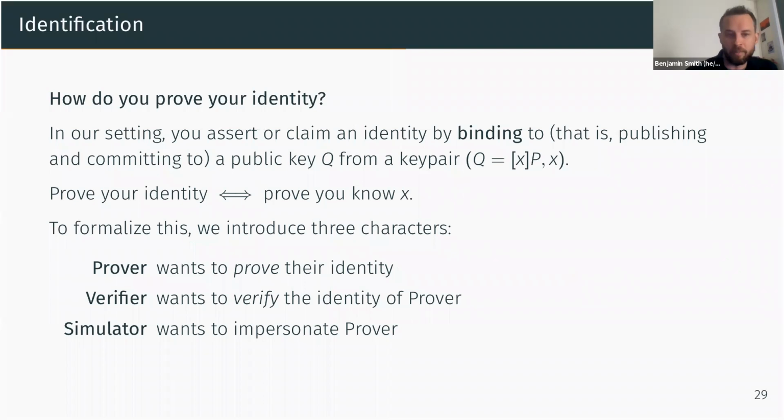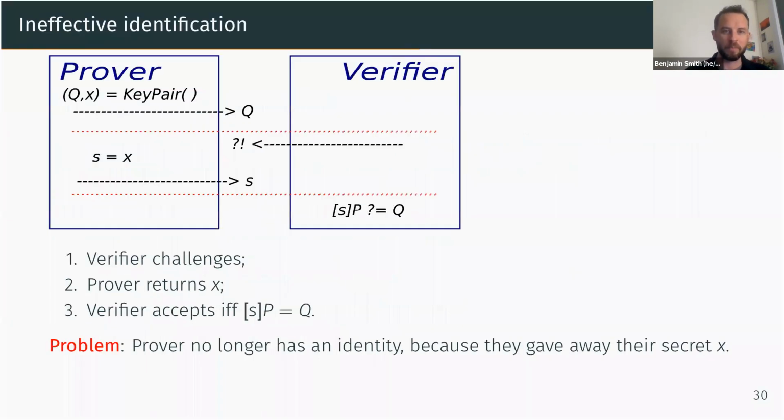So how do you prove your identity? We formalize this using three characters: the prover, the verifier, and the simulator. The prover needs to prove their identity. They need to prove that they know their secret key, their private key X. The verifier needs to verify the identity of the prover, so they want to find out if the prover really is who they claim they are. The simulator wants to impersonate the prover. So a simulator can take the place of the prover, and the verifier needs to know what's going on. So the way this game works, the classic game, is as follows.